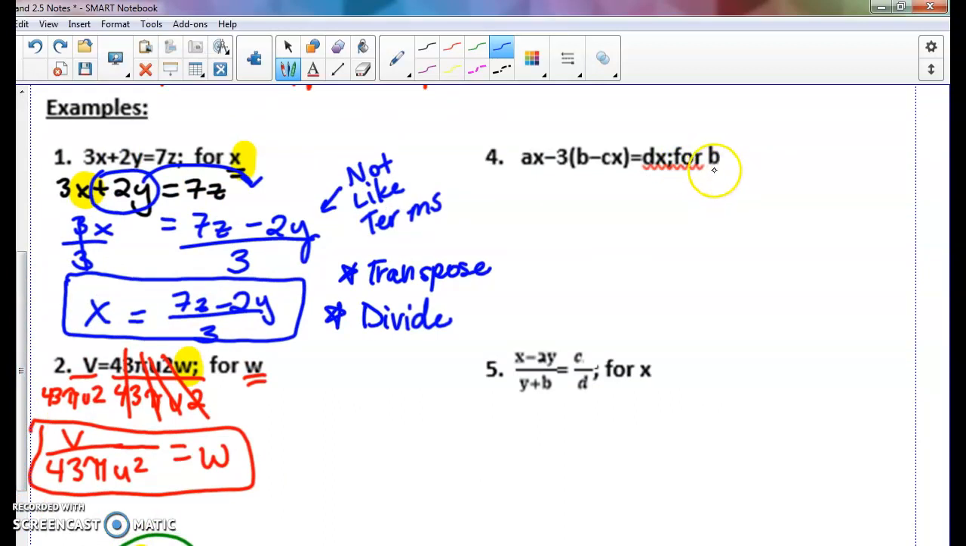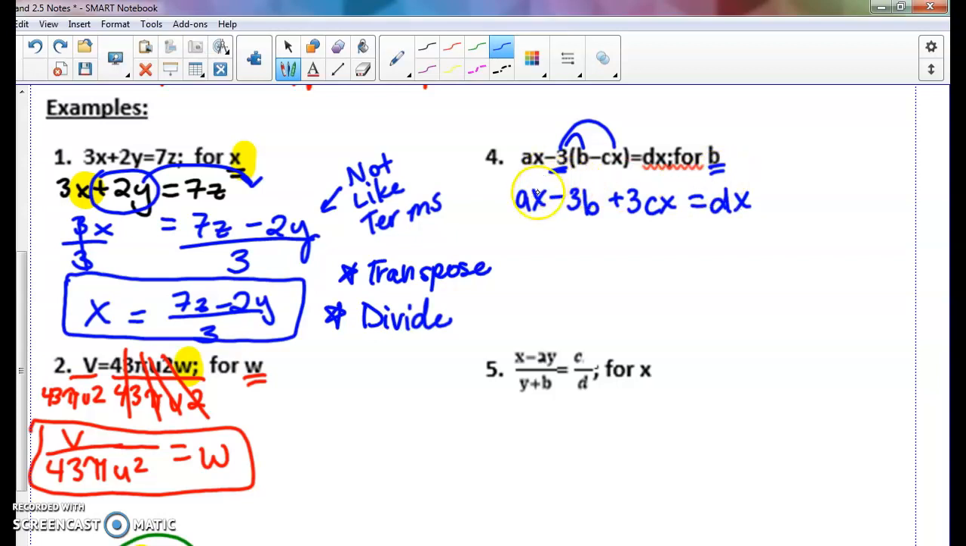Alright, so example 4, we're asked to solve for b. In order to solve for b, we need to reduce it. So I have ax, sorry about that, ax first. Now if you look here, I have to distribute that negative 3 to my parentheses. So we'll get negative 3 times b and get negative 3b. We'll get negative 3 times a negative cx, which gives us a positive 3cx equals dx. There we go. So we have successfully reduced that left side of our equal sign.